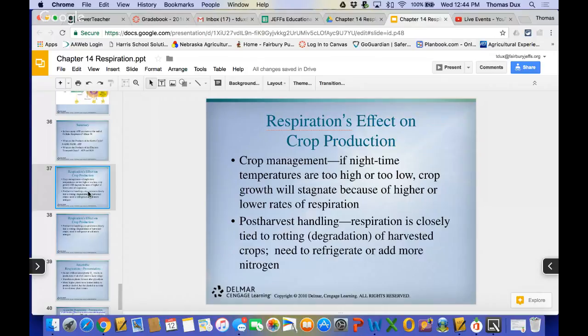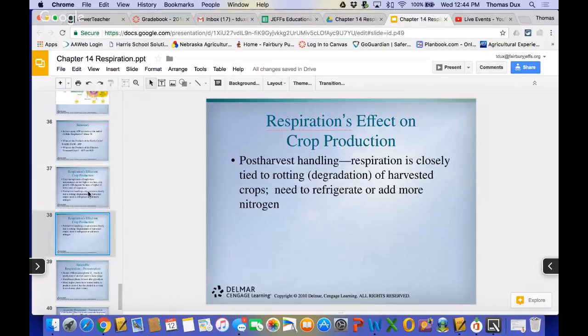So sometimes you need to refrigerate them or add more nitrogen to the plants. And this really would refer to probably more crops in terms of garden plants as well.